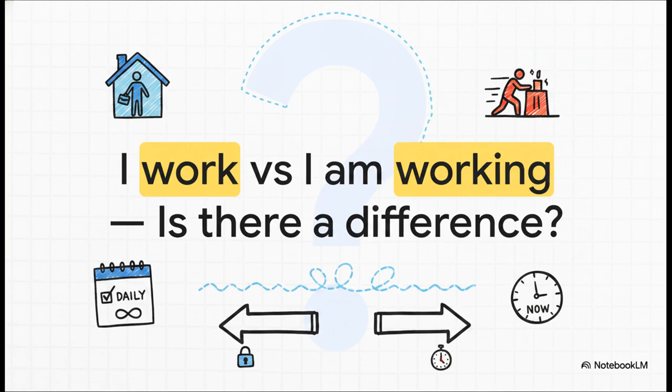It's kind of fascinating, honestly, because in a lot of other languages, these two sentences translate exactly the same way. No difference at all. But in English, choosing one over the other completely changes the meaning of what you're trying to say. One represents a permanent reality, while the other is just happening right this second. So let's figure out exactly which one to use and when.